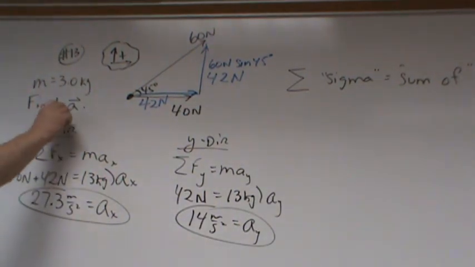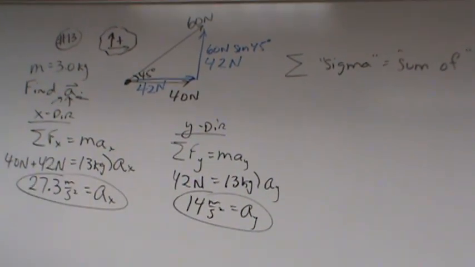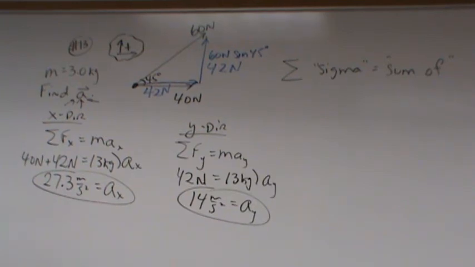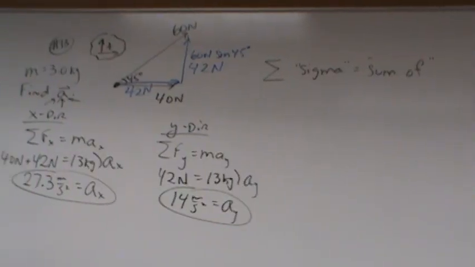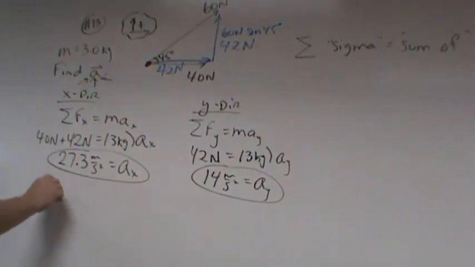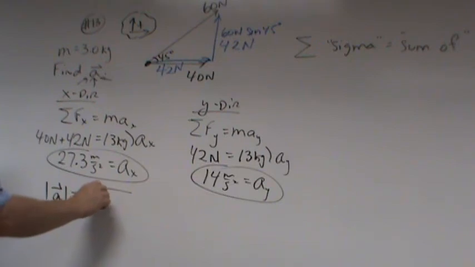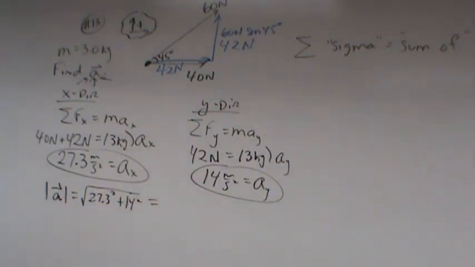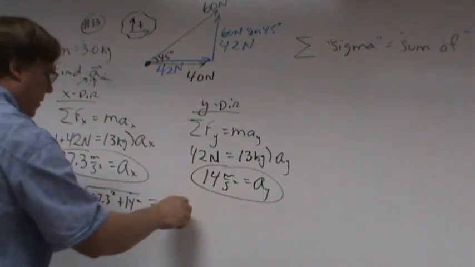But they wanted the acceleration, both magnitude and direction, so what's the last step I'm going to have to do here? Everyone thinking Pythagorean theorem, inverse tangent? I'm kind of zipping along here because I'm running out of time. But yes, the magnitude of the acceleration is going to be the square root of 27.3 squared plus 14 squared, which is approximately 30.7.